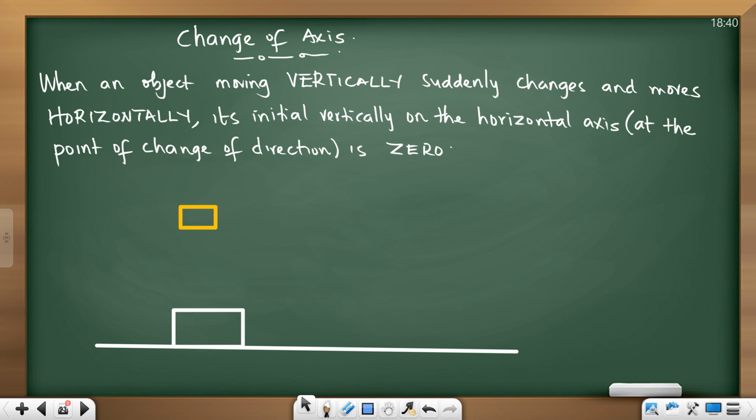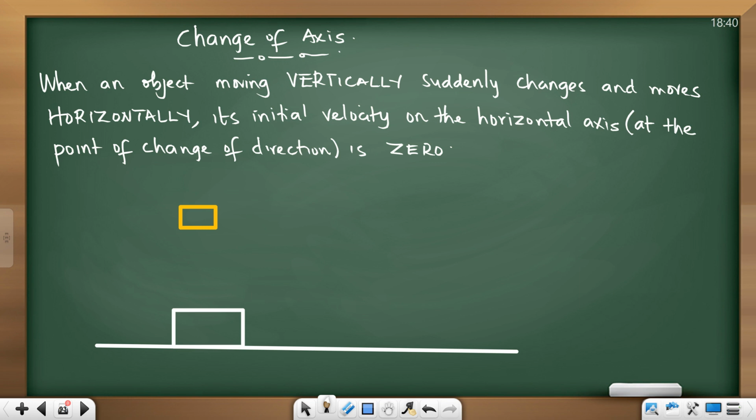Can you explain? You said when an object moving vertically suddenly changes and moves horizontally, is initial vertically? Oh, it's initial velocity. Sorry. Yeah, it's initial velocity. I don't know why I wrote vertically again. It's initial velocity on the horizontal axis at the point of change of direction is 0.